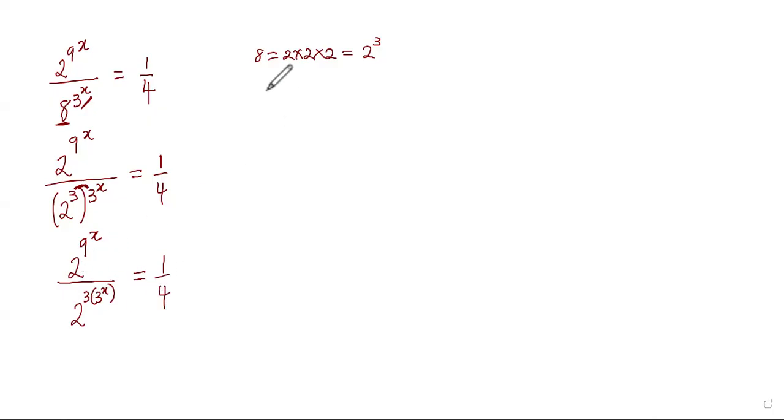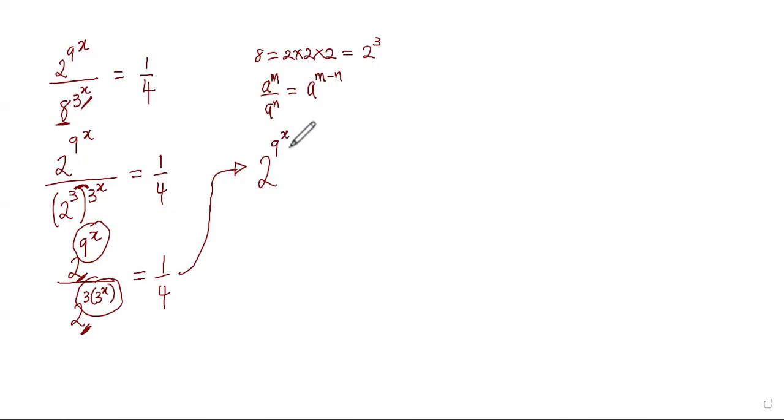Perfect. Now, from the laws of indices, when you have a to the m upon a to the n, you can go ahead and write it as a to the m minus n, right? So that is exactly what we're going to do. We have the base 2, we have the base 2. So from that concept of exponent, that becomes 2 to the power, we subtract this exponent from this exponent. So that becomes 9 to the power x minus 3 into 3 to the power x. Perfect. And that is all equal to.